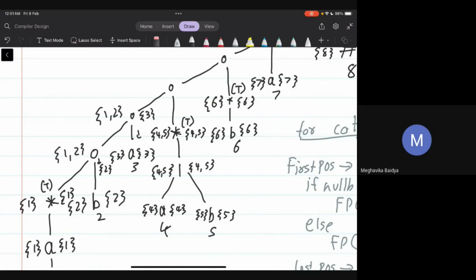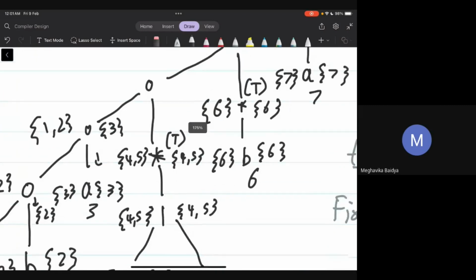Tell me one thing. If one concatenation had two child nodes and both of them had stars, then the concatenation would be true, right? True and true is true. Yes, true. Then the first case will be considered, like a union of first pos. Yes, understood.